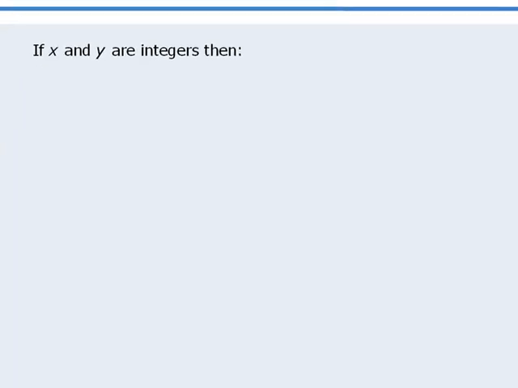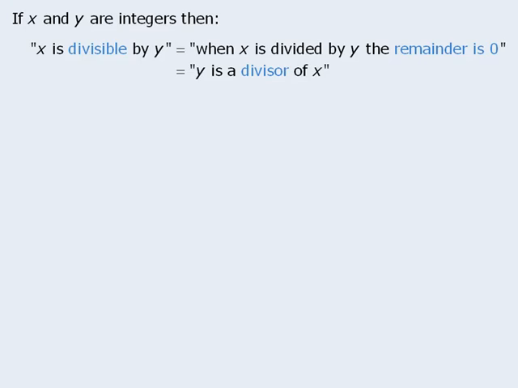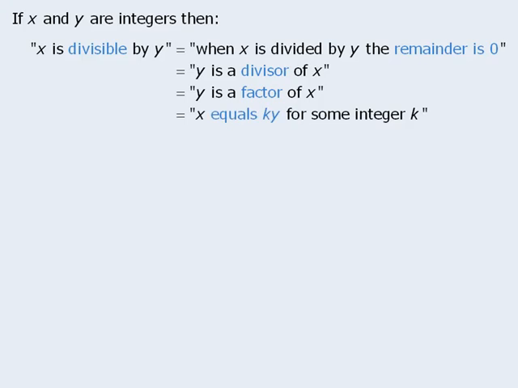Alright, let's summarize. In this lesson, we have seen several different terms related to the concept of divisibility. All of these terms provide us with different ways to say the same thing. For example, if x and y are integers, saying that x is divisible by y is the same as saying when x is divided by y, the remainder is 0. Another way to say this is y is a divisor of x. Or we can say that y is a factor of x. Or we can say that x equals k times y for some integer k. Or we can say that x is a multiple of y. All of these statements are conveying the same idea.